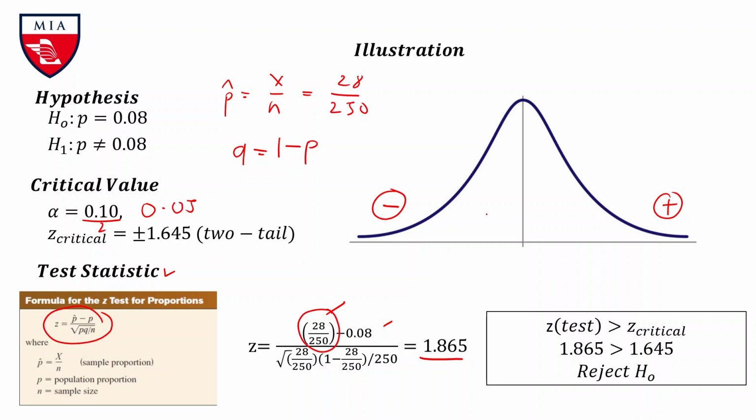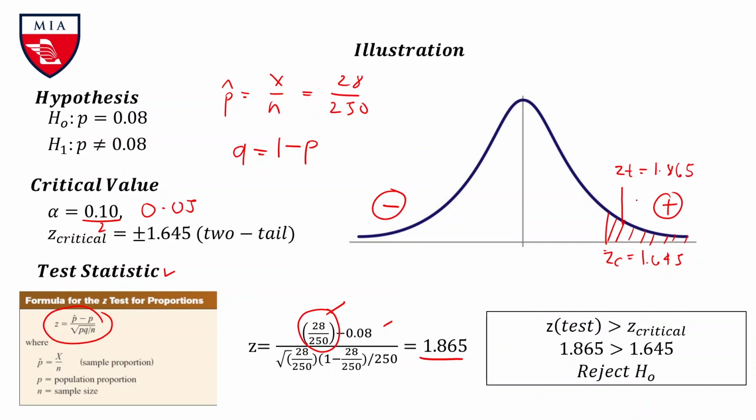So we have a positive value, so we will draw the critical region on the right side. For example, this is our Z critical, which is equal to 1.645. And let's assume the z-test is here. Our z-test is equal to 1.865.